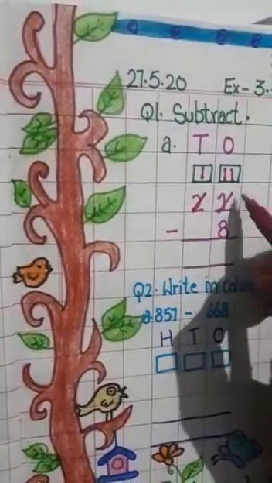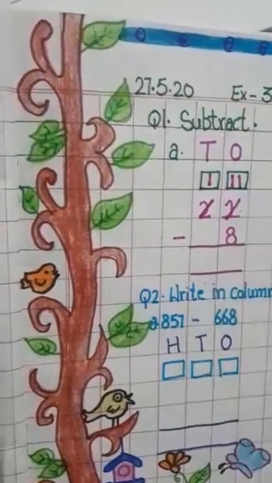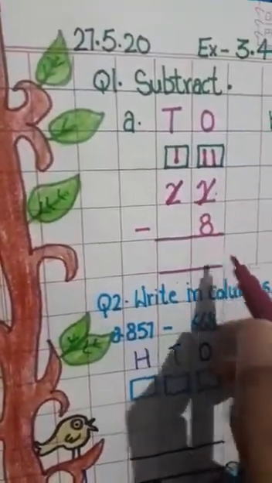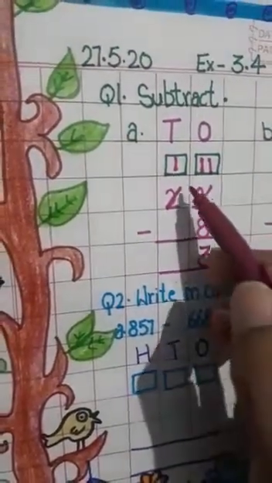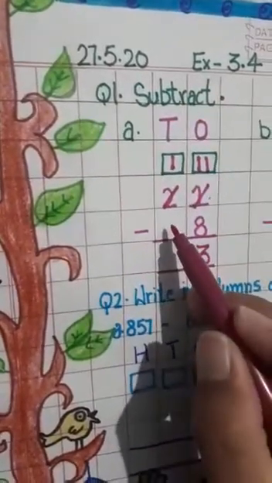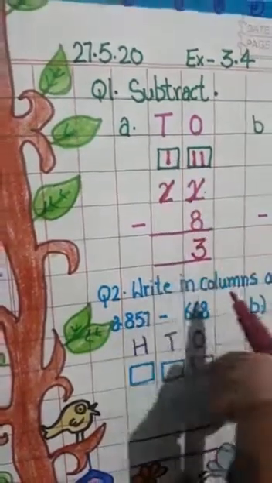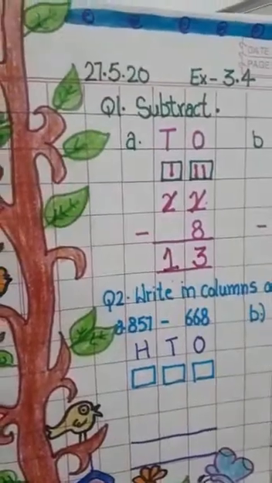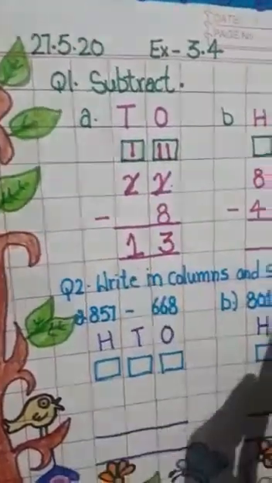Now we can easily subtract 8 from 11. So if we subtract 8 from 11, our answer will be 11 minus 8, which is 3. Now here is 1. Do we have to subtract any digit? No. Here is only one digit. So we will write this digit the same below the tens place. Now the answer is 13. Now we will move to the next part of the sum.